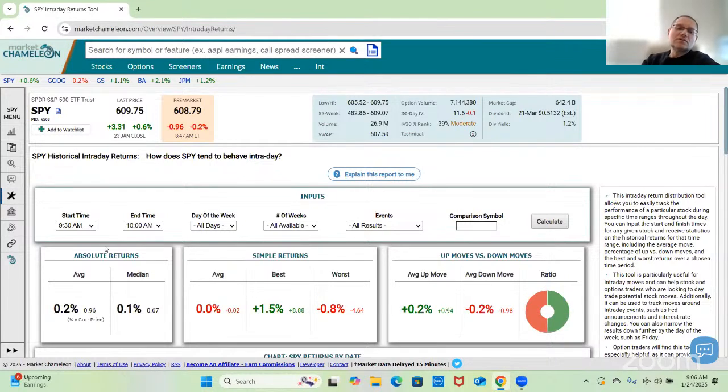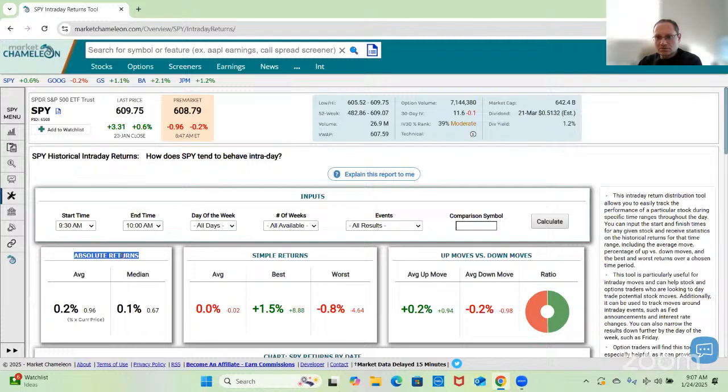And here we have three types of analytics. The first one is looking at absolute returns. And absolute returns are stock movements, it doesn't matter which direction, right? So if the stock moves down 0.5% or up 0.5%, the absolute move is 0.5%. Okay, so it's just looking at the magnitude of the moves.